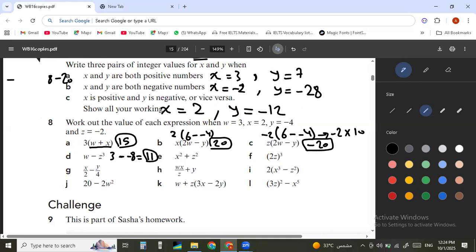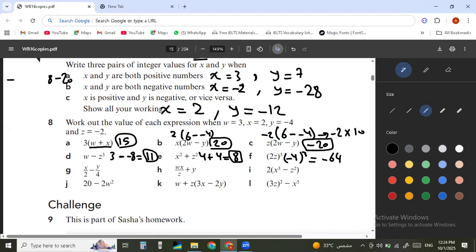x squared, which is 4, plus z squared, which is 4 as well. -2 squared is +4, is going to give us 8. Then (2 times z) all cubed. 2 times -2, which is -4, all cubed equals -64. We agree the cube keeps the sign the same.